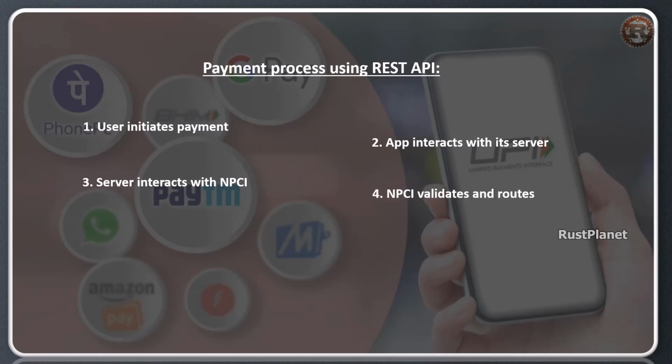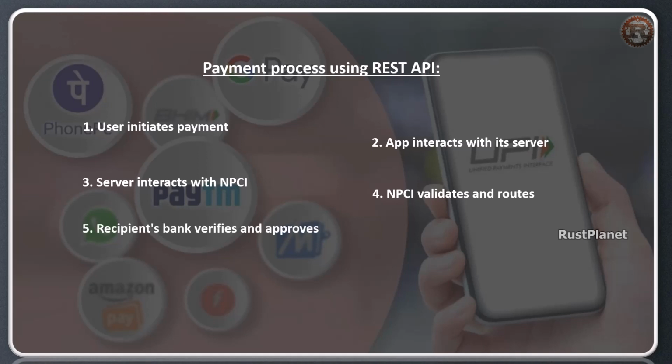Now, NPCI validates and routes. Here, NPCI validates the request data like transaction ID, amount, payee validity, and it routes the request to the recipient's bank based on their UPI ID.